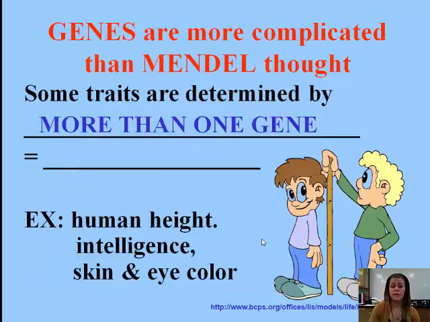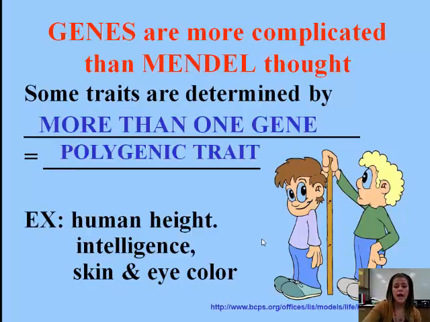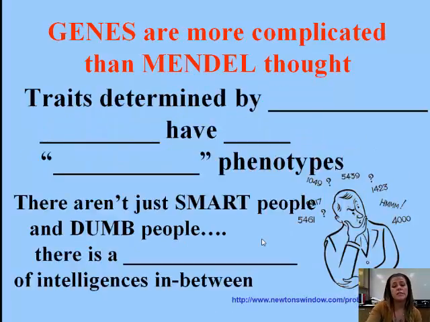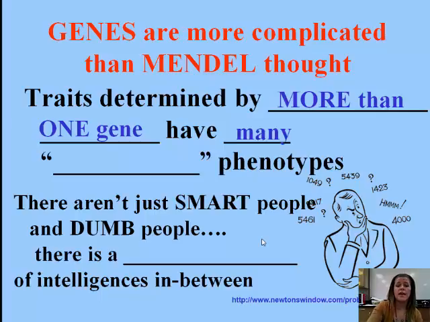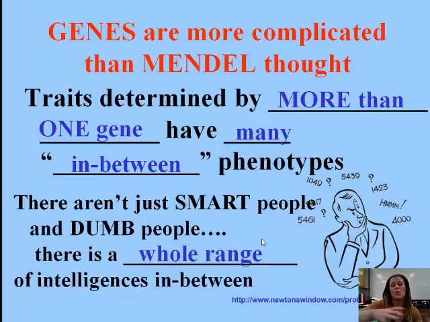Some traits are determined by more than one gene. So remember, the prefix poly means multiple, so we have multiple gene traits, or polygenic traits. An example of that is human height, intelligence, skin color, and eye color. Traits determined by more than one gene have many in-between phenotypes. So there aren't just smart people and dumb people, there is a whole range of intelligence.